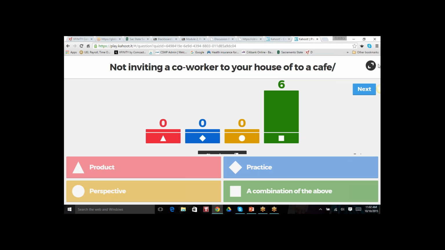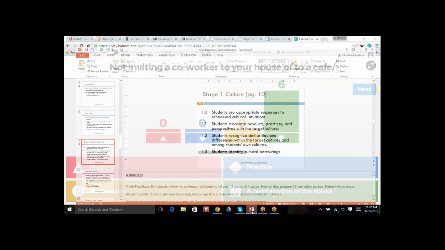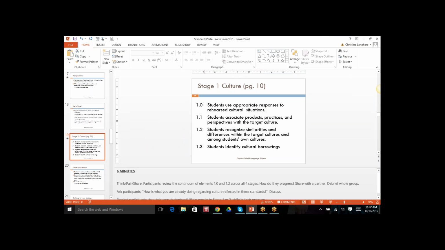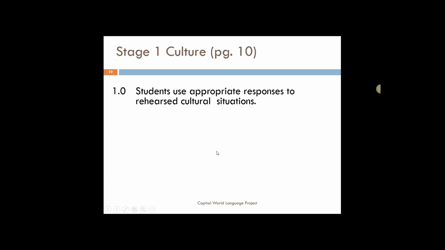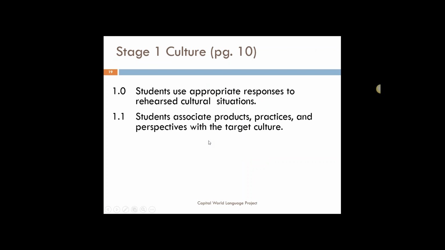All right, I'm going to go ahead and take us back to our presentation. All right, so we're in culture. In stage 1, if you're on page 10, stage 1, culture, students use appropriate responses to rehearsed situations. So these are things that we practice a lot. Students associate the products, practices, and perspectives with the target culture. So we might ask them to do a very simple matching activity.